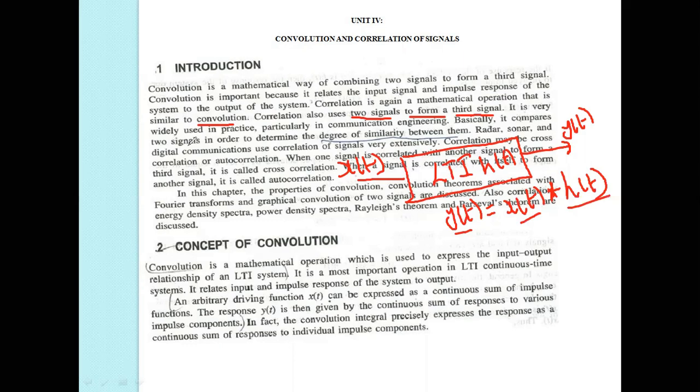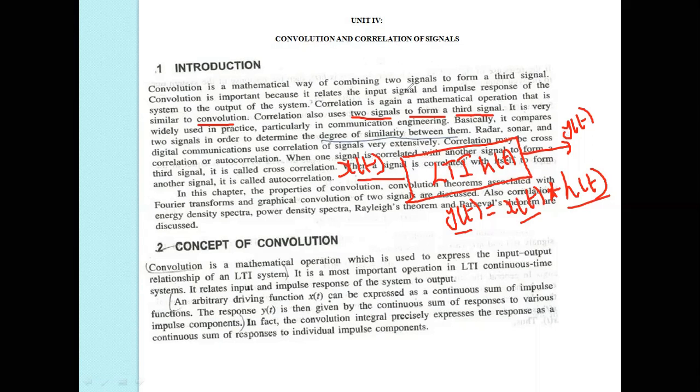Why are we comparing the two signals? To get the third signal. We compare the two signals in order to determine the degree of similarity between them. Radar, sonar, and digital communications use correlation of signals very extensively.